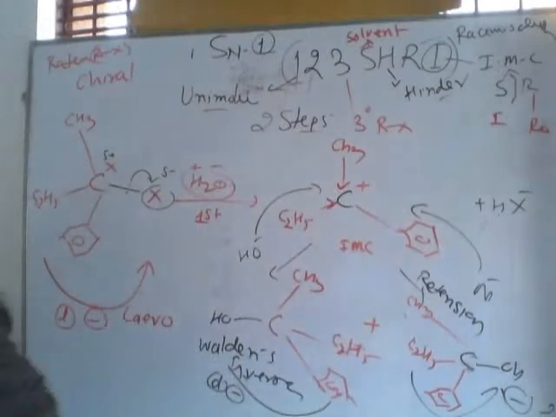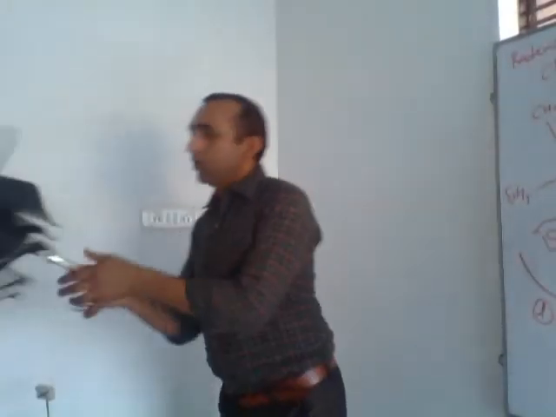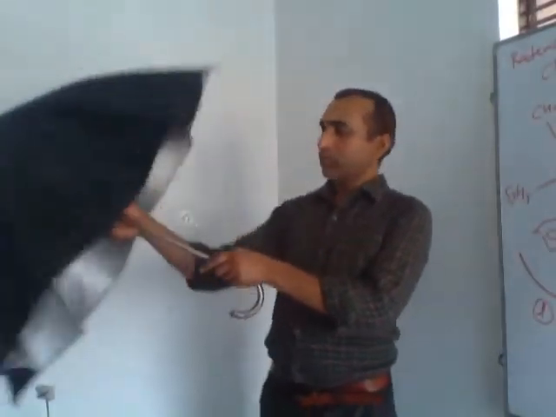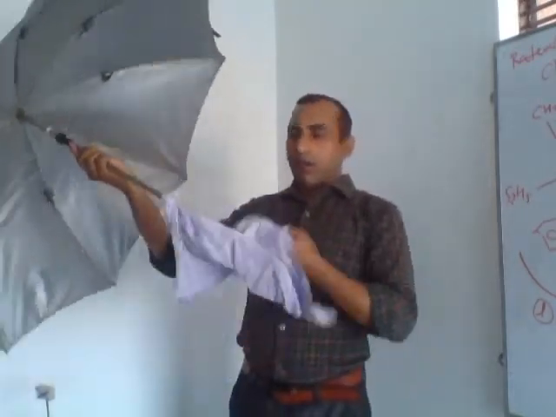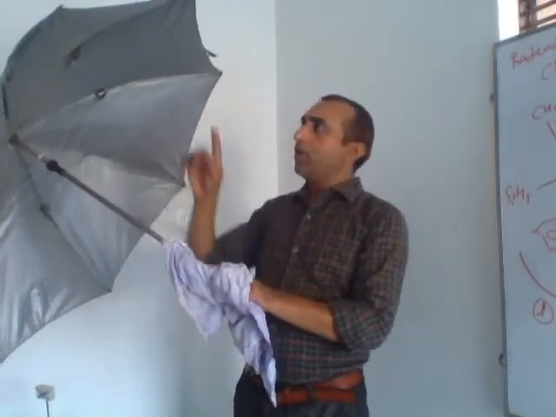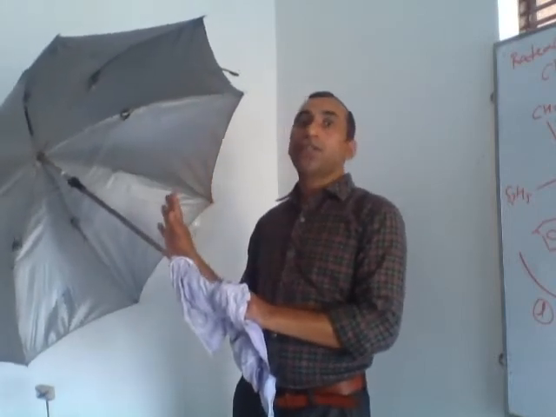We can also understand by another example. Listen. Suppose this is an umbrella. This is the orientation of other groups. Suppose this is the halide. We want to remove this. Suppose this is another new nucleophile. The nucleophile replaces this halogen, but the orientation remains the same. This is called retention. In retention, substitution takes place, but the orientation does not change.